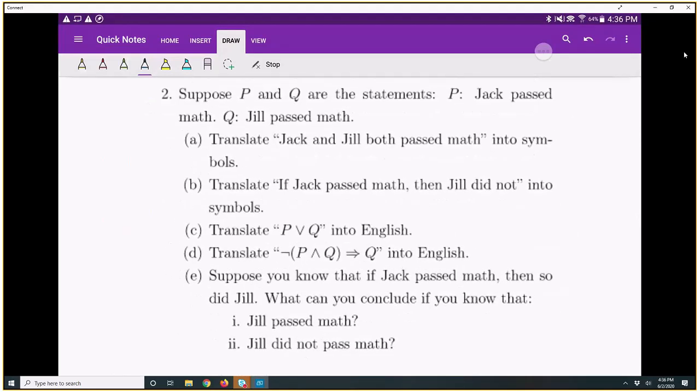Okay, example 2. Suppose P is the proposition Jack passed math and Q is the proposition Jill passed math. Translate Jack and Jill both passed math into symbols. This is simply P and Q. Translate if Jack passed math, then Jill did not into symbols. So P, if Jack passed math, then Jill did not should be not Q.